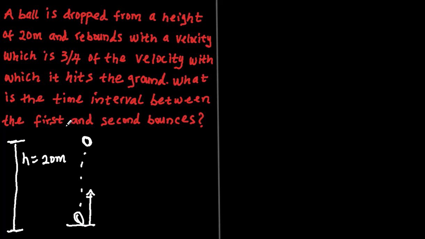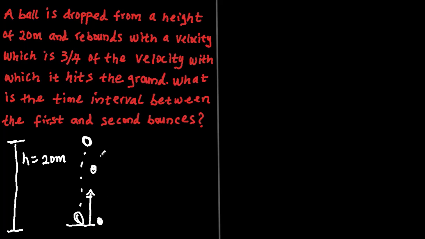What's the time interval between the first and the second bounces? So that means the object fell to the ground, bounced off, and then came back again. So what we are looking for is the time interval between the first bounce and the second bounce. Let's say this is the first bounce, it went up, but it's not going to reach this height because the takeoff velocity is lower than the velocity with which it hits the ground. So let's say it got to this height when it went up. So coming back, what's the time interval?